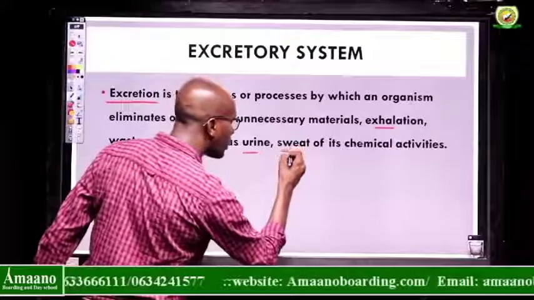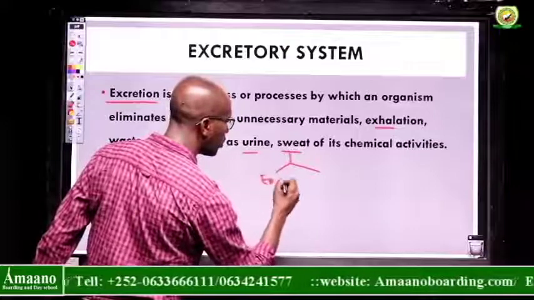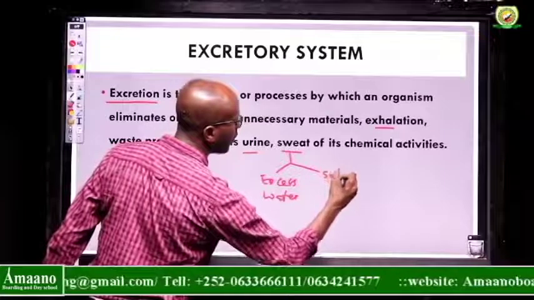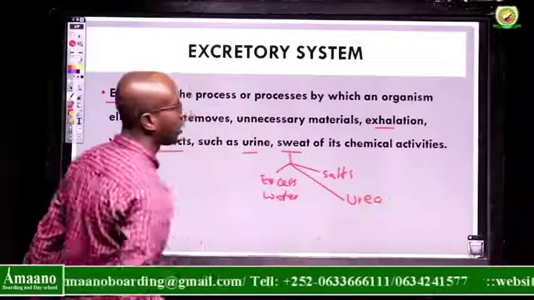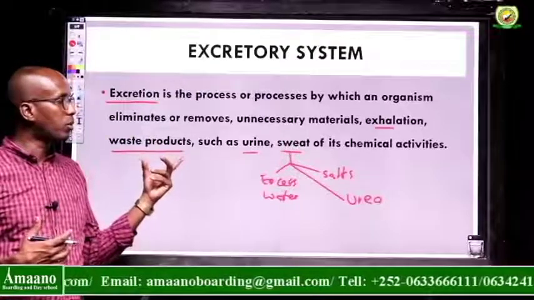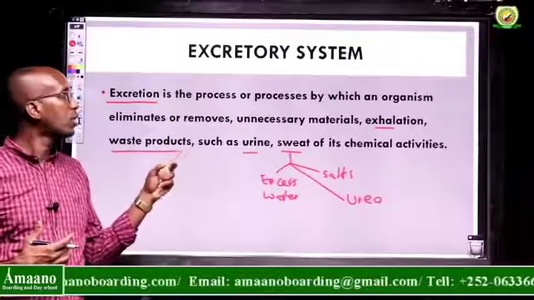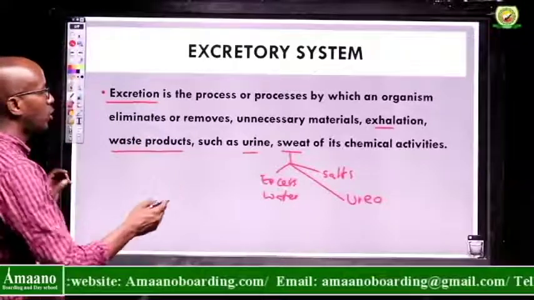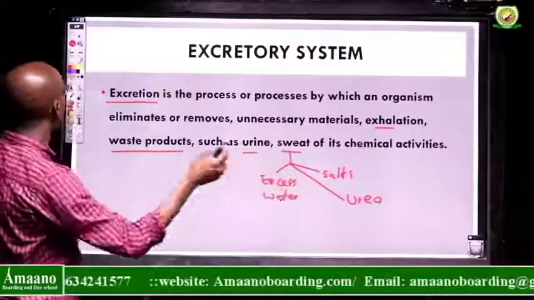You see, sweat contains two things. It contains excess water. It contains excess salts. It contains urea. So when you are sweating, sweat is also very important during regulation of body temperature, but again, it plays a very important role in excretion. Urine also contains many substances like excess water, salts, urea, and so on.